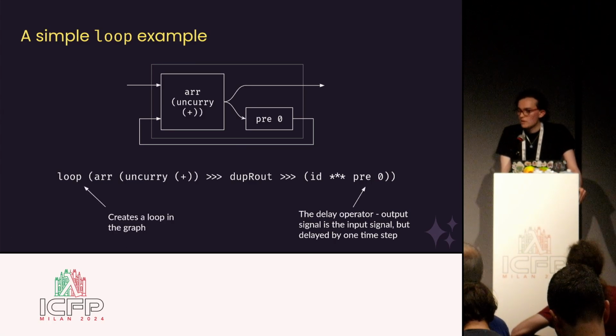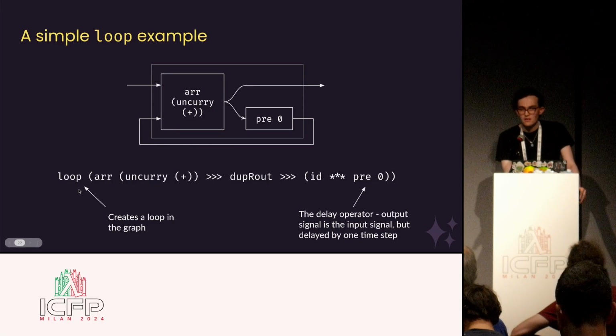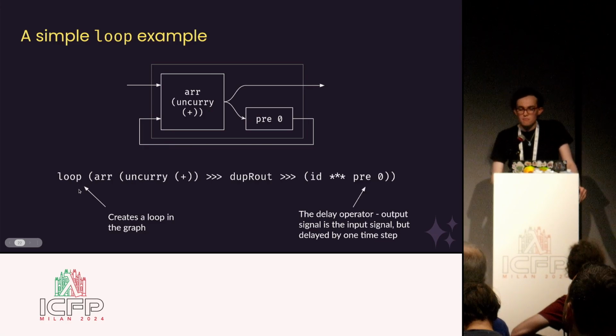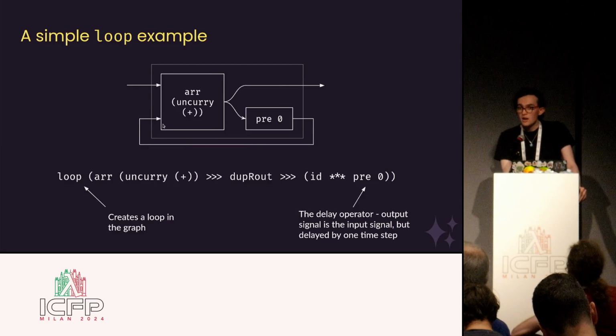The other combinator we have is loop, which creates, well, a loop in our graph. Given some signal function, it connects its second output back to its second input, thus creating a cycle. This is a really useful pattern because it allows us to take previous outputs, because we're delaying them by one time step, and pass them back in as inputs for the current time step.